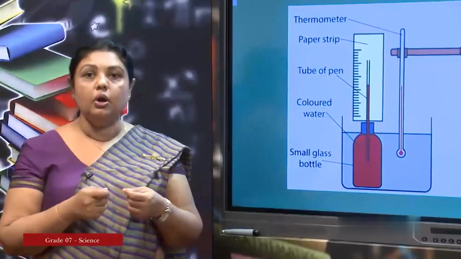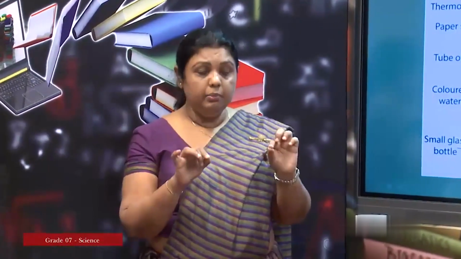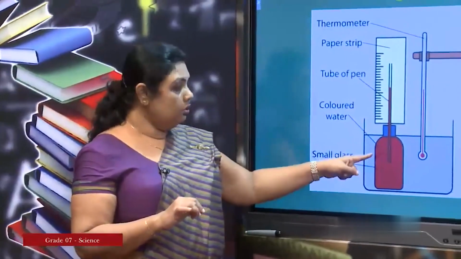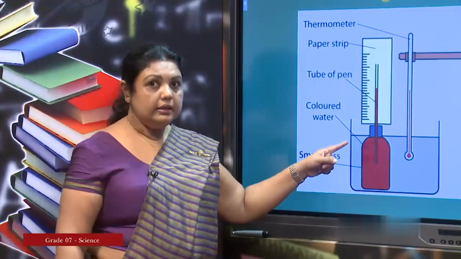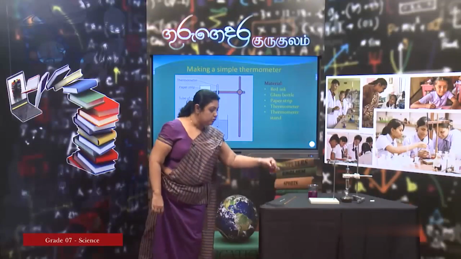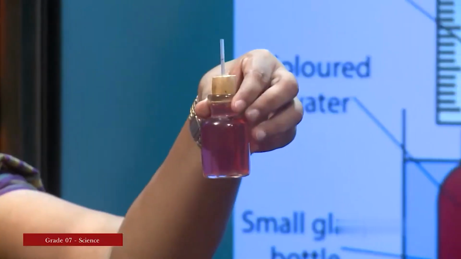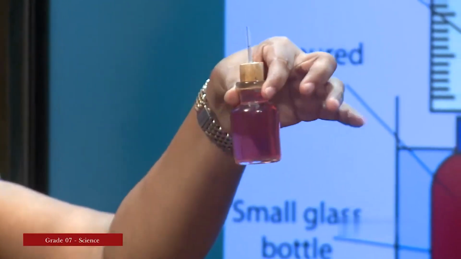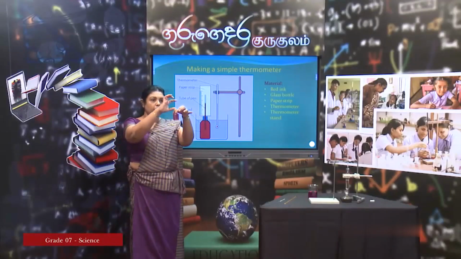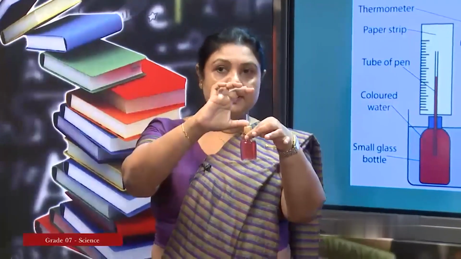You can use your carbon pen tube, and it is much better if it is an empty one. Then, as I showed you earlier, the same setup. I will show you again what I showed you earlier. You have to make the same setup as this. The tube should be a little longer than this, and the paper should be fixed to it.